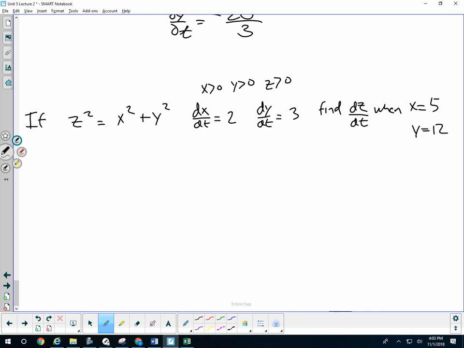x is 5 and y is 12. Let's see. That's the last step. Use that original to get it. 144 plus 25 is 169. The square root of 169 is 13. 13. You should get 46 over 13 as your final answer.